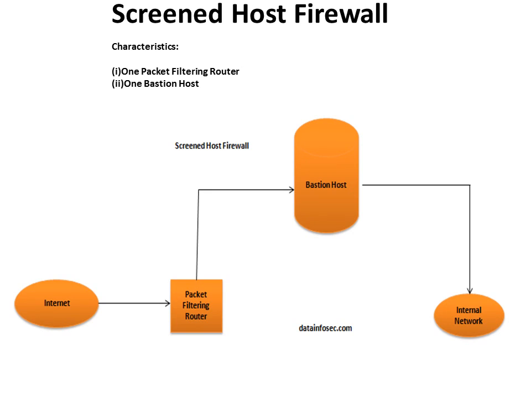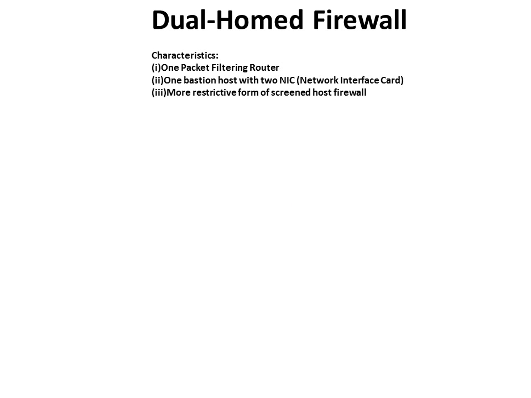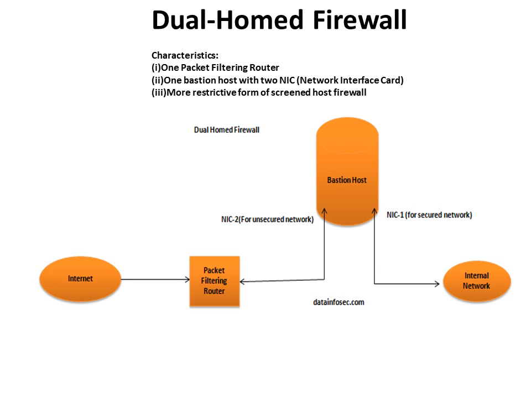So this is how screened host firewalls are implemented. Traffic will first come to the packet filtering router, it will go to the Bastion host, and then it will come to the internal network. So please note down, in screened host we will be having one packet filtering router and one Bastion host. Then we have dual homed firewall. Here it is a similar structure, but in the Bastion host there will be two NICs, that is network interface cards. One for the unsecured network and one for the secured network. It is a more restrictive form of screened host firewall.